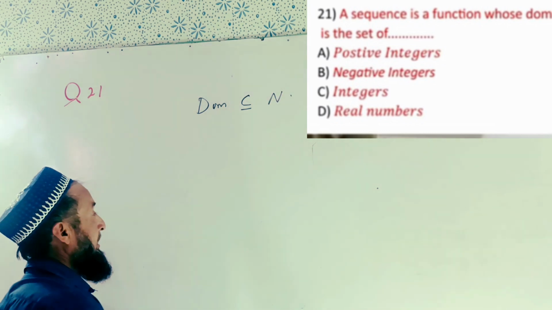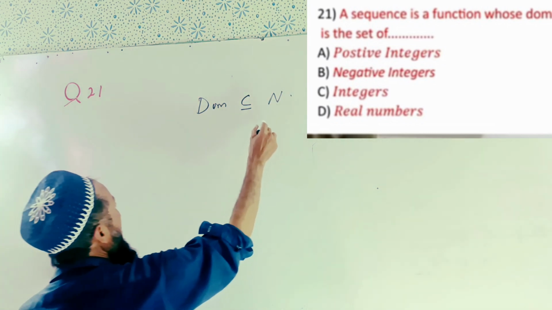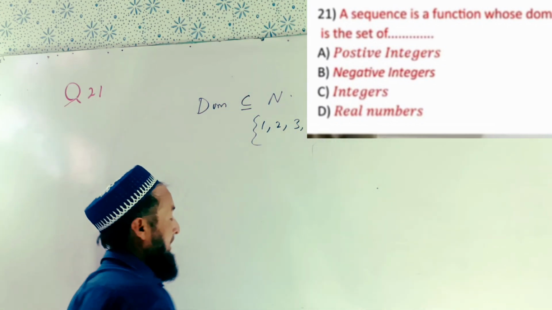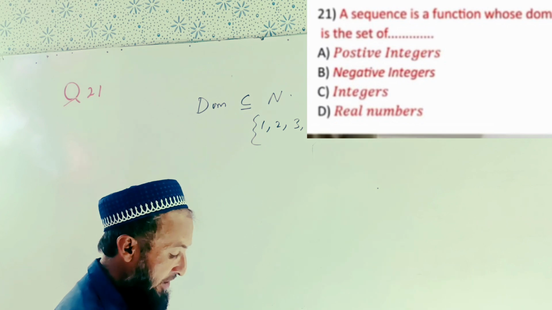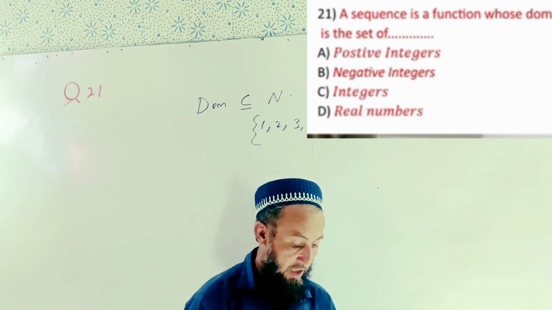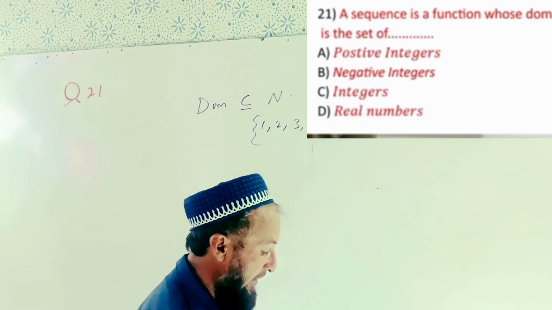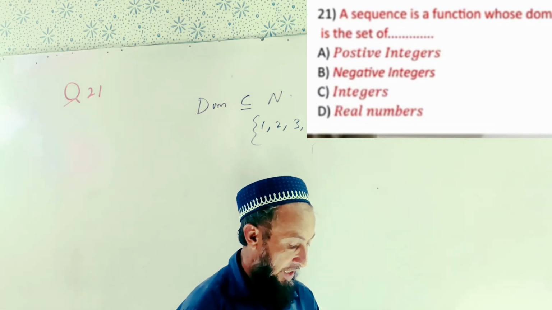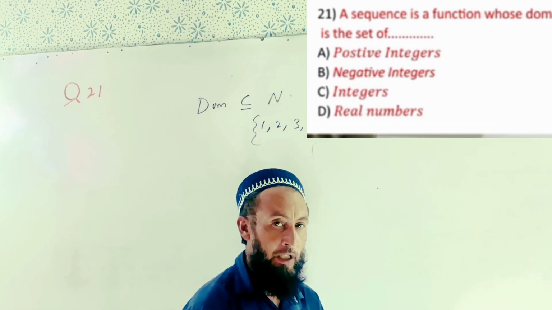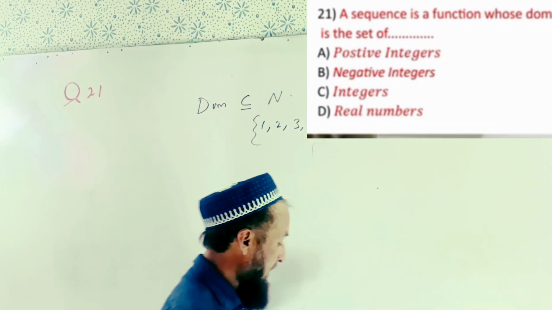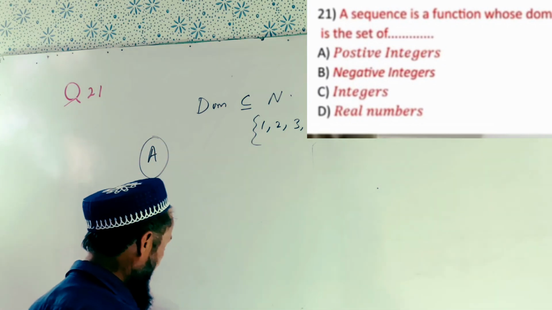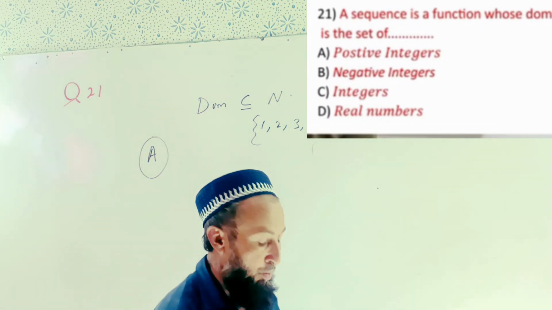Whose domain is a subset of natural numbers. Natural numbers here means 1, 2, 3 and so on. The option given says that a sequence is a function whose domain is the set of positive integers; negative integers do not exist. B is not correct. Integer means negative or positive both, and real numbers also include negative and positive. So option A is the correct option: a sequence is a function whose domain is the set of positive integers.